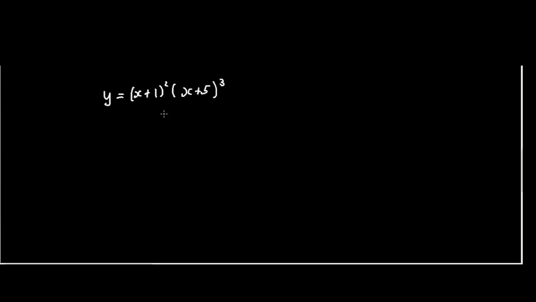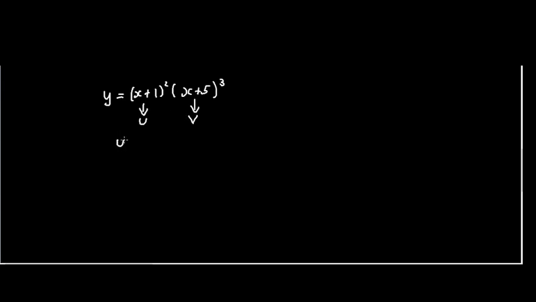We can begin by getting a u and a v. Take note, we are saying x plus 1 squared will be our u, and x plus 5 cubed will be our v.